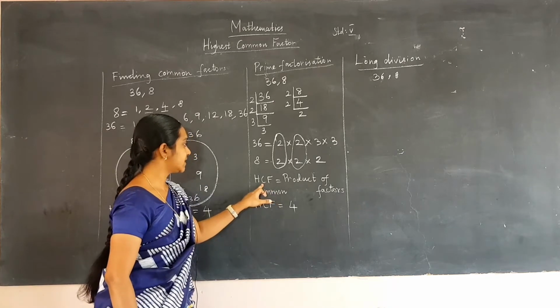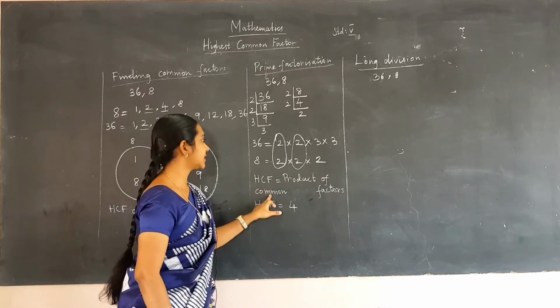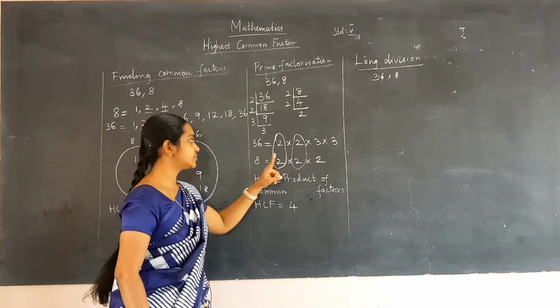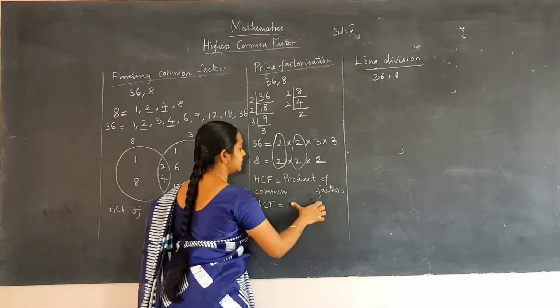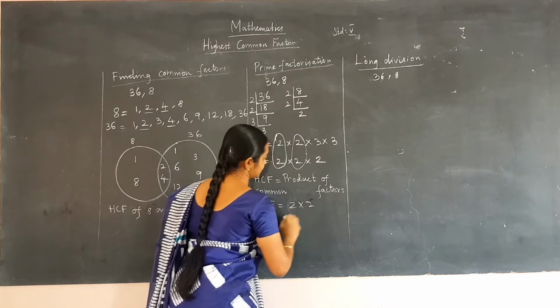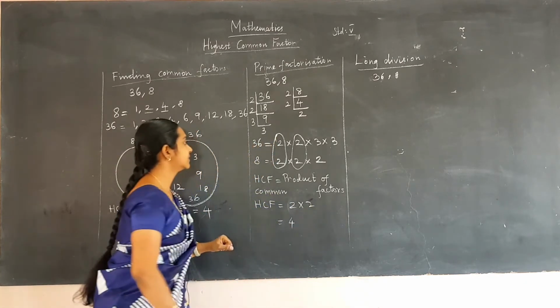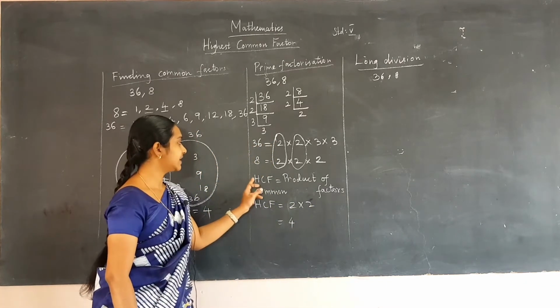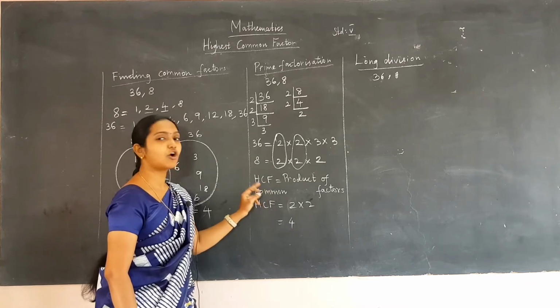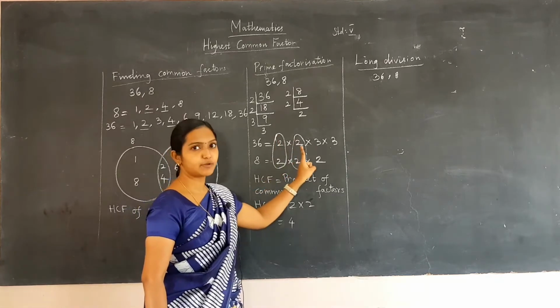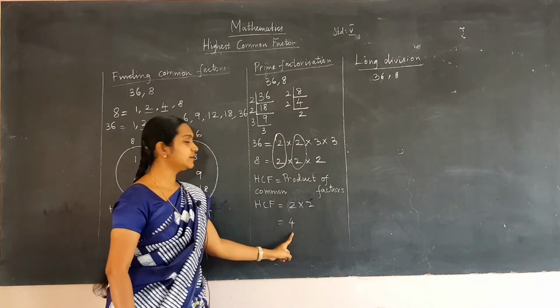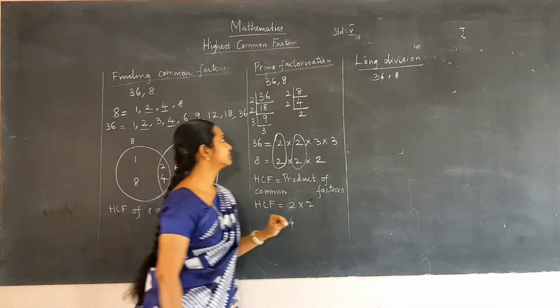To find the HCF, we have to product the common factors. Here we have common factor 2. Here we have another common factor 2. So HCF will be 2 into 2. So HCF is 4 here. We have to find the HCF by multiplying the common factors, so 2 into 2 will be 4. So the HCF is 4.